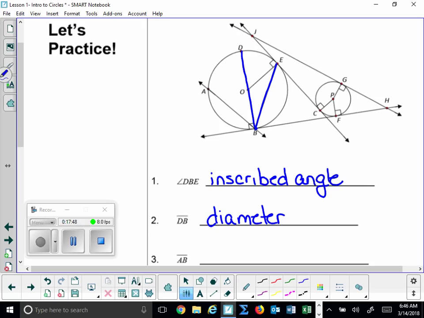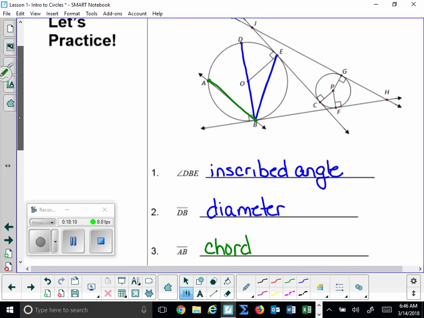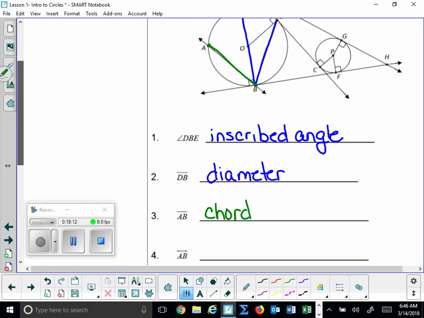Next up, we have segment AB. Now, that's part of a line. If I was looking at the line, I'd be talking about a secant. But because I'm talking about a segment that starts and ends on the circle, this is a chord. A chord is part of a secant. And the next one asks about line AB, which I just talked about as being a secant.